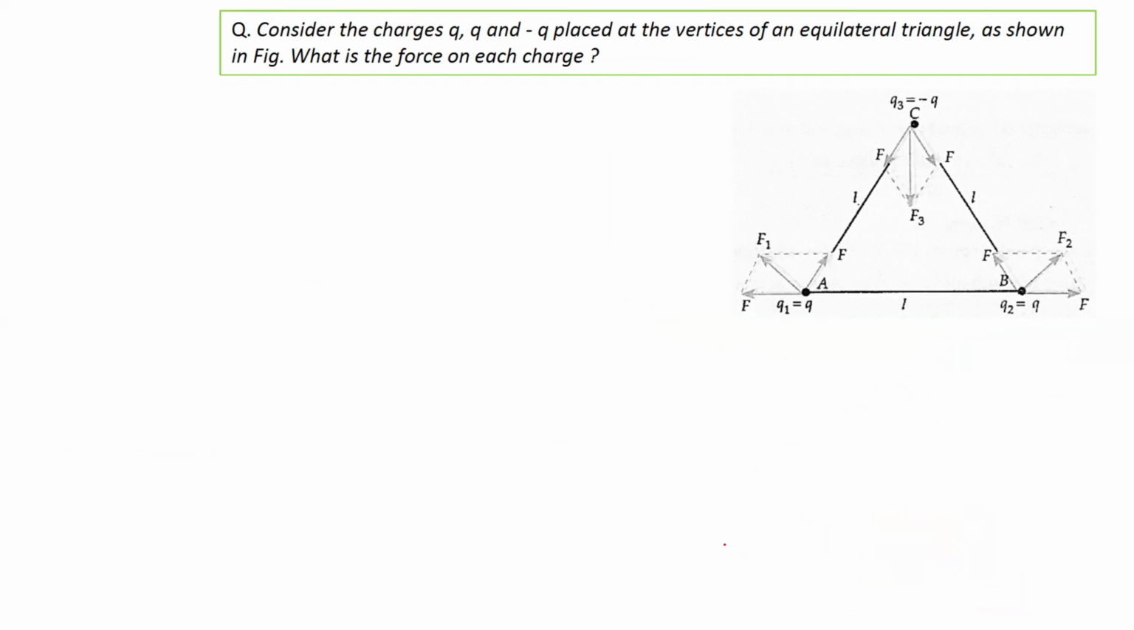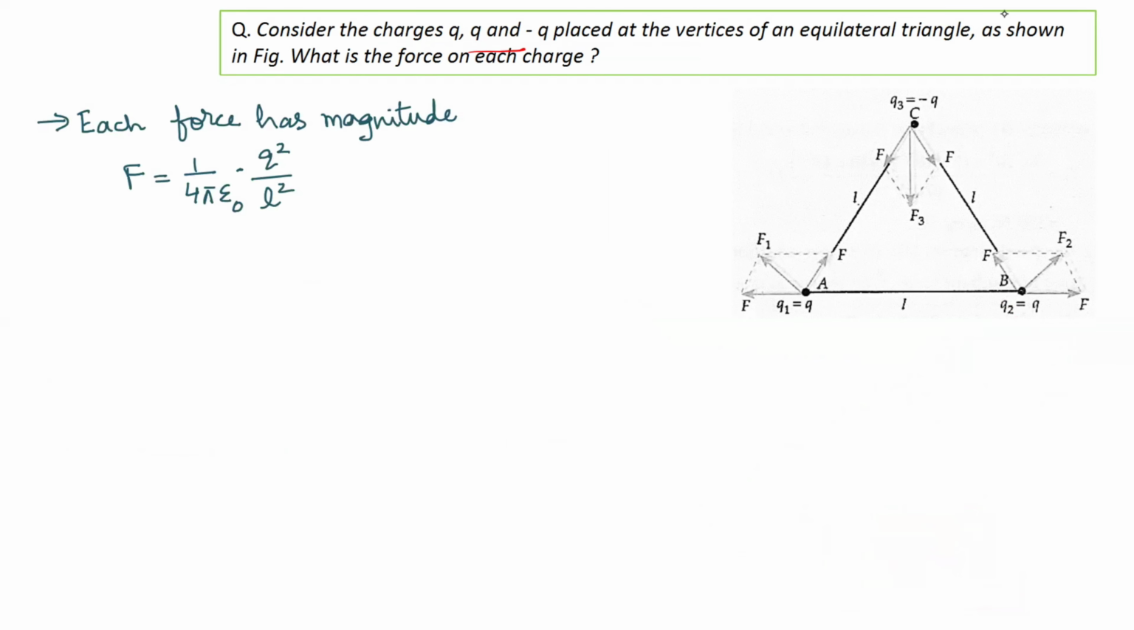Consider the charges Q, Q, and minus Q placed at the vertices of an equilateral triangle as shown in the figure. What is the force on each charge? You can see in this diagram, this is the equilateral triangle. Each force has magnitude F equal to 1 upon 4 pi epsilon naught Q square upon L square, because the edge length is L.